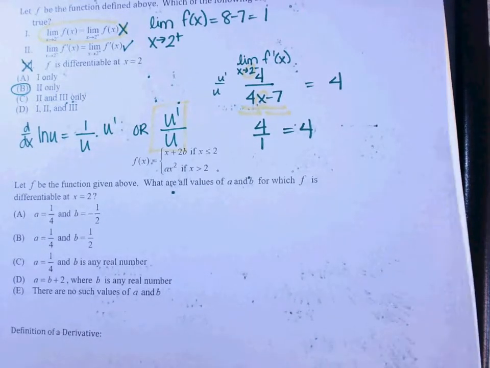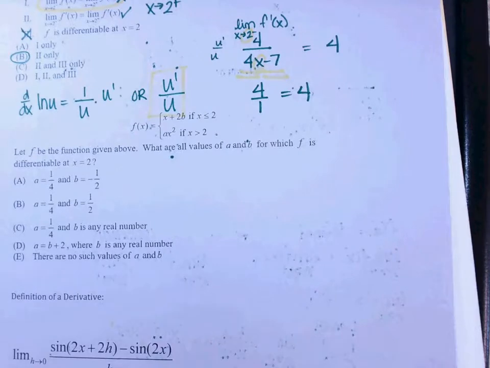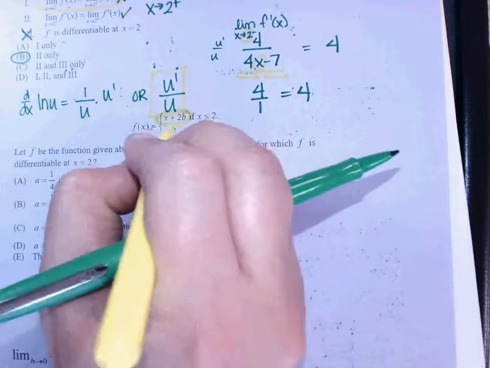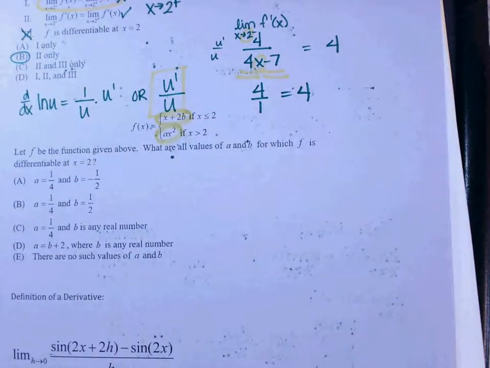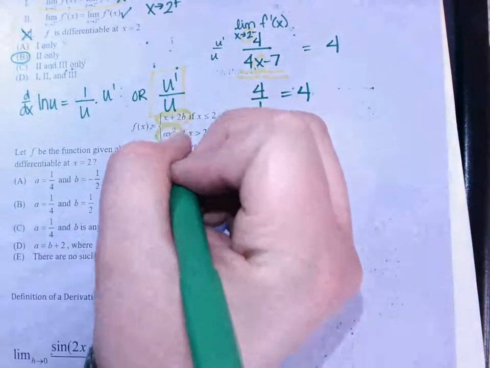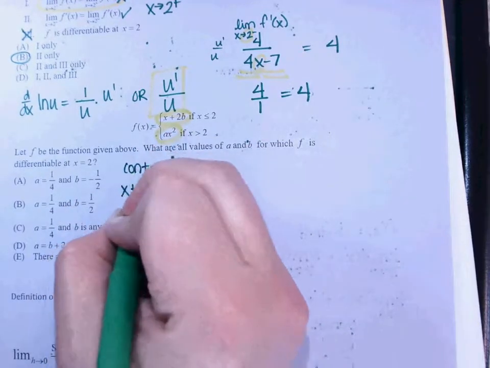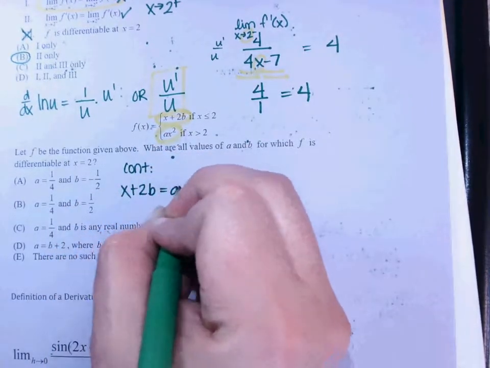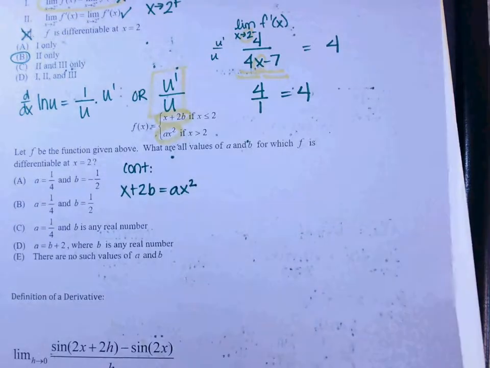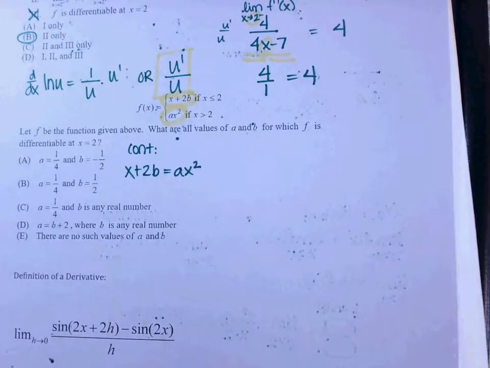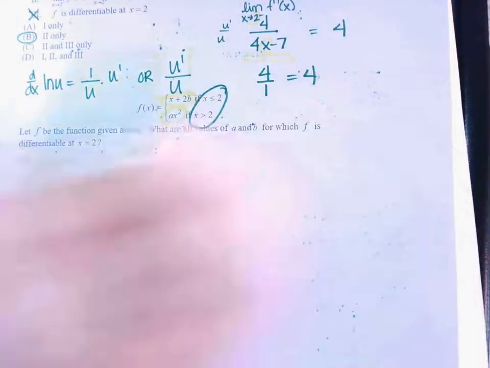So, next section, we want to make it differentiable at 2. What has to be true about this and this for it to be differentiable? Continuous first. Okay, it has to be continuous. That means these sides have to be what? Equal. Okay, equal. So x plus 2b needs to be equal to ax squared. Now, if it's continuous, where do they have to be the same? Not for every x, only for the break point, which is 2.